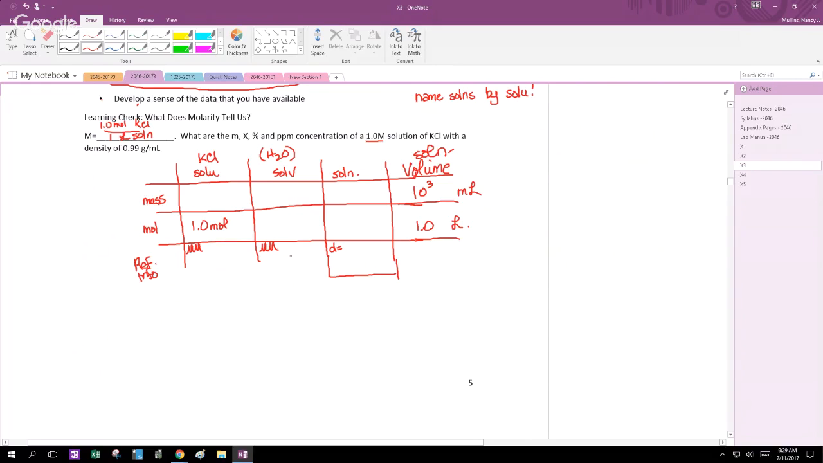I've got KCl, 39.09, 35.453, .543, my molar mass for KCl, 18.0158 for water. I use that one a lot. Now in this case, they gave me the density of the solution as 0.99 grams per milliliter.